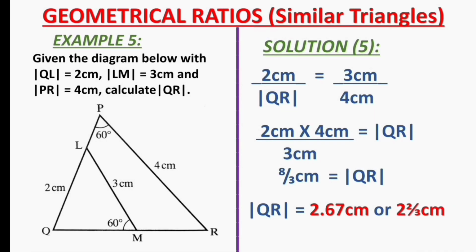Of course, solving for QR, we are going to make QR the subject of the equation. In doing this, QR will be equal to 2 cm times 4 cm divided by 3 cm. That gives QR is equal to 8 divided by 3 cm. Lastly, QR should be equal to 2.67 cm or 2 whole number 2 over 3 cm. I hope you got the correct answer for QR.